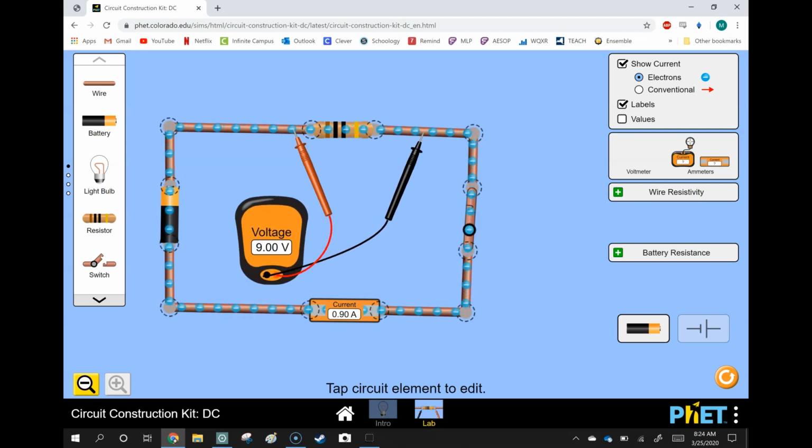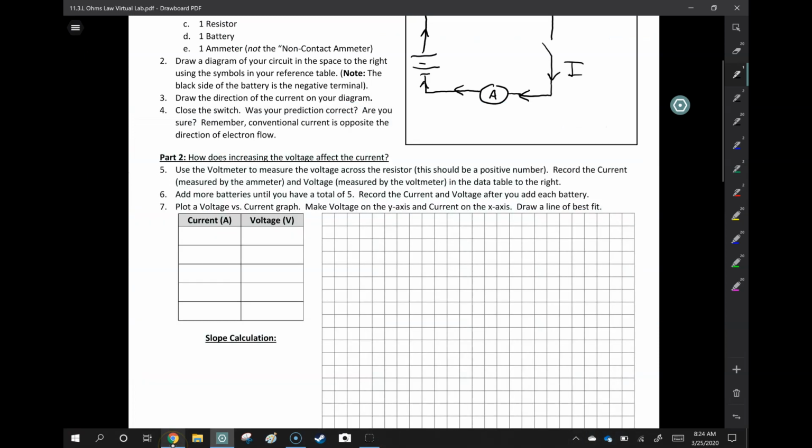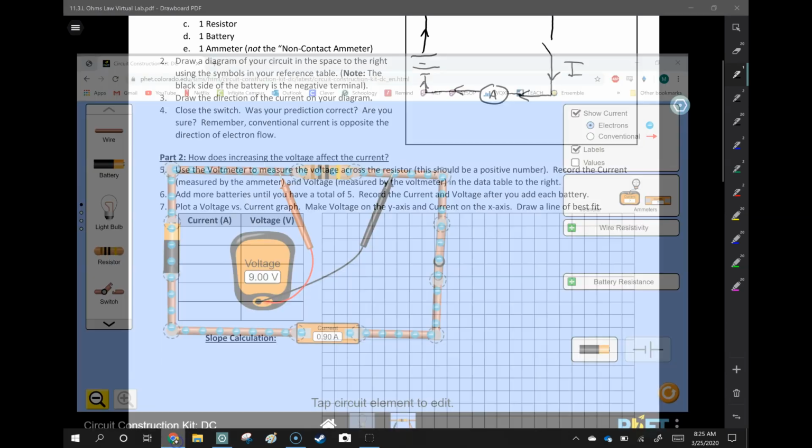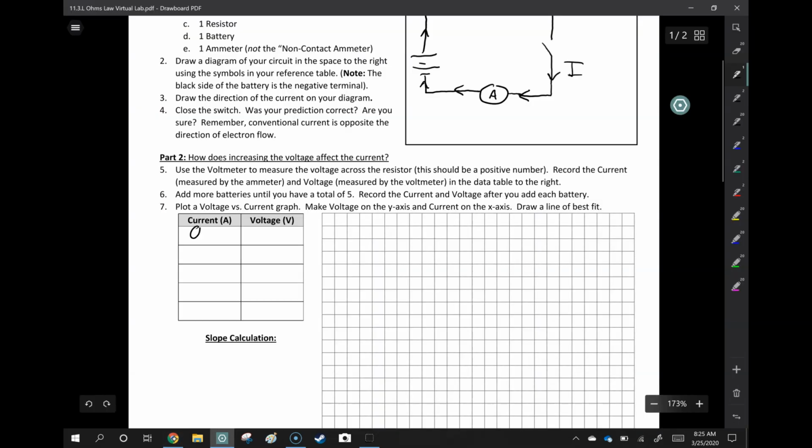Okay, it's measuring the potential difference. Remember, voltage is the potential difference between this point and this point. What's the difference in the potential? All right, so we're coming back over here. It says record the current measured by the ammeter and the voltage measured by the voltmeter in the data table to the right. I have to update this because the data table is below and to the left. So we got 0.9 amps and 9 volts.